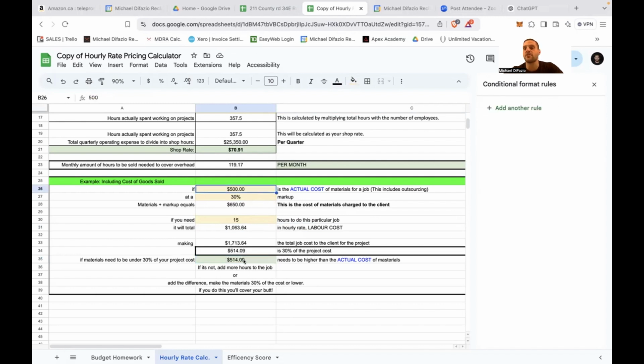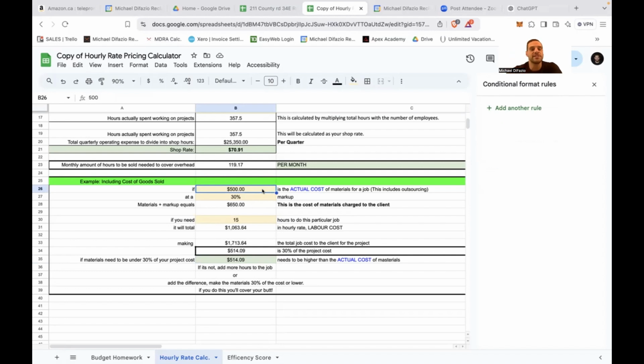So now it's at 514. So 30% of my entire project cost, which is now $1,713, means that 30% is going to be $514, which means my material costs are below 30%. We want our material costs to be below 30%. So this is how I use this.